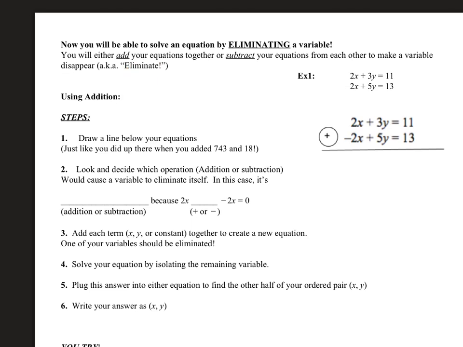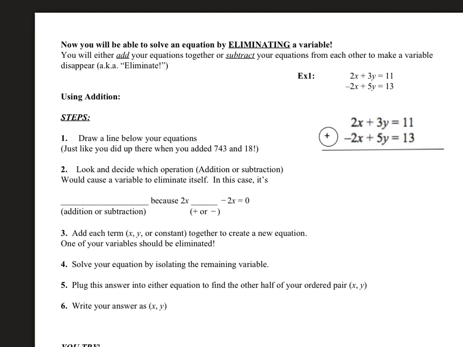The first example that we're going to do is going to involve addition. You'll see here there are some steps, and we're going to fill those in as we go. We're also going to do this example. This is kind of like the clean typed example, and this is just a picture that we're going to refer to. So the first thing it says is to draw a line below your equation.